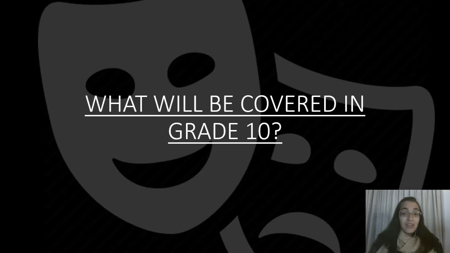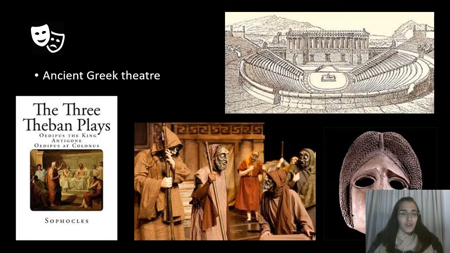Next question, what will be covered in grade 10? So we're going to be looking at ancient Greek theatre, and we're going to be looking particularly at Antigone, which is part of the three Theban plays, or the Theban trilogy. It is written by Sophocles, and we will also be looking at Aeschylus, Sophocles, and Euripides, who are the big three tragedians. They were the big writers, the ones that first came out or first developed the beginning elements of what we know as classical theatre today.